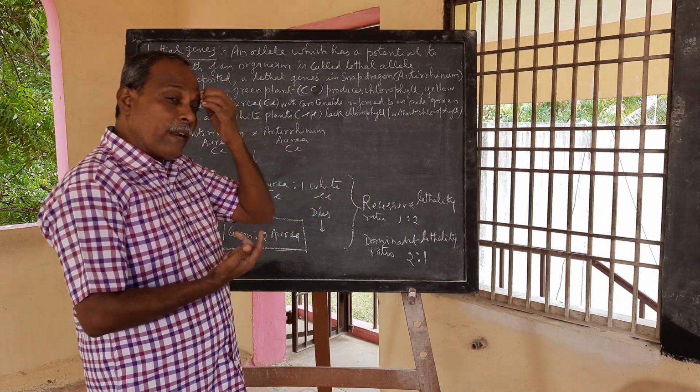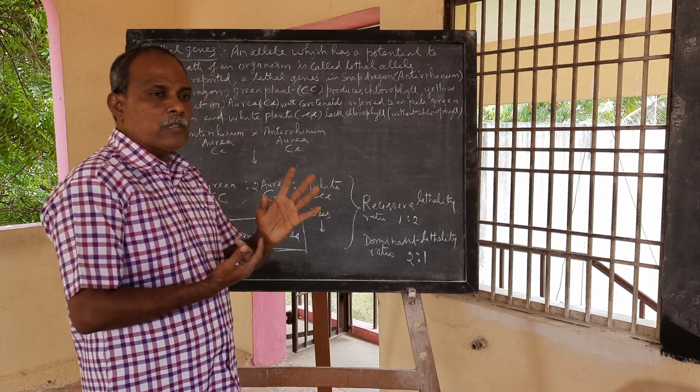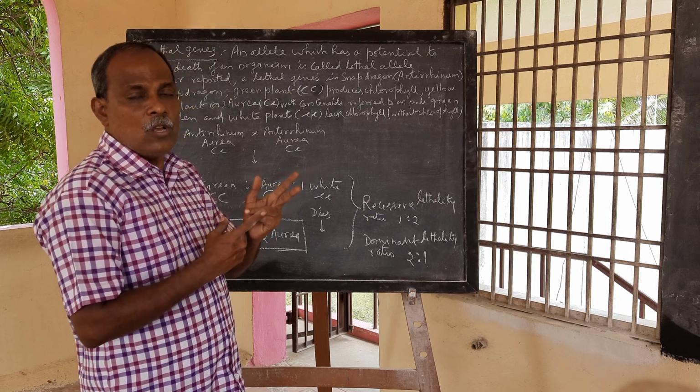So in that gene interaction, intergenic gene interaction. So which are the things we have seen about that? Incomplete dominance, codominance.